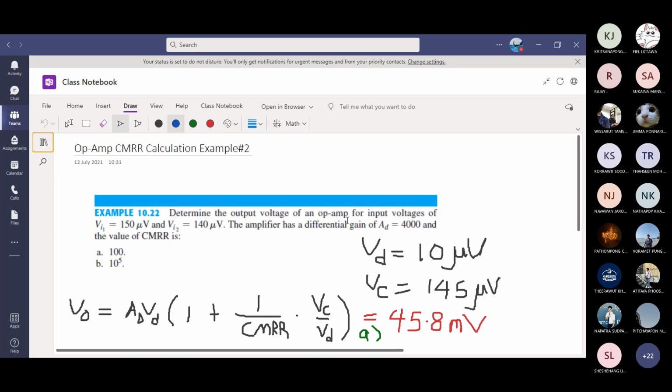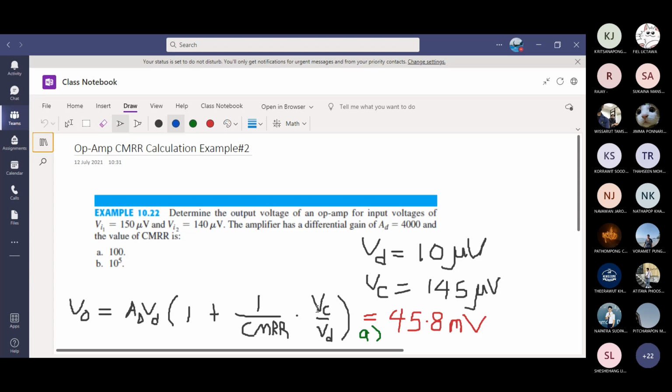Determine the output voltage of an op-amp for input voltages of first pin 150 microvolt and second pin 140 microvolt. The amplifier has a differential gain AD of 4000. The value of CMRR is in 2 cases, 100 and 10 power 5. So we express the equation like this. V out is AdVd times 1 plus 1 over CMRR Vc over Vd.